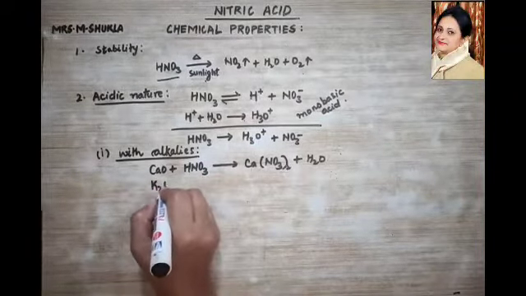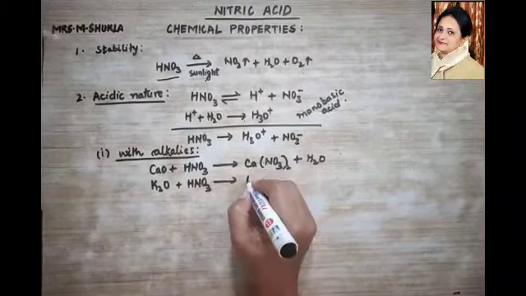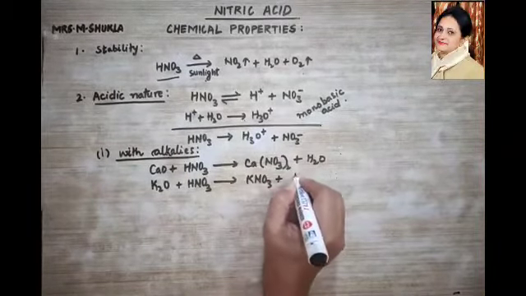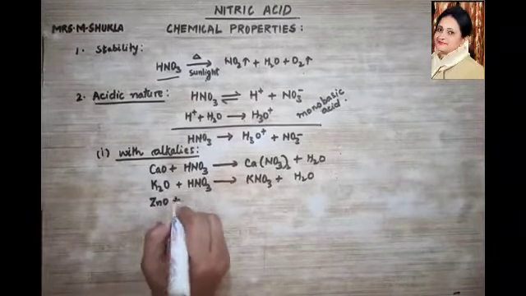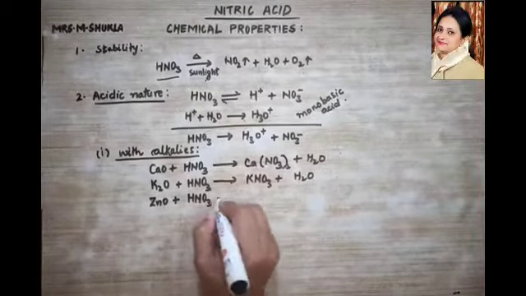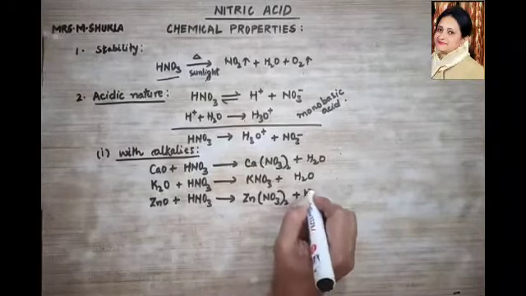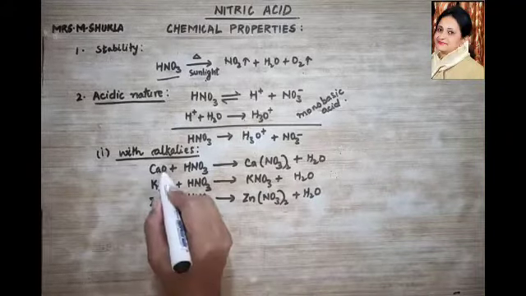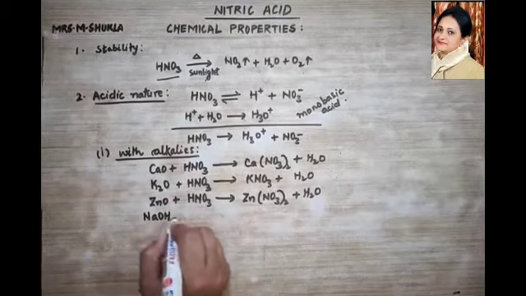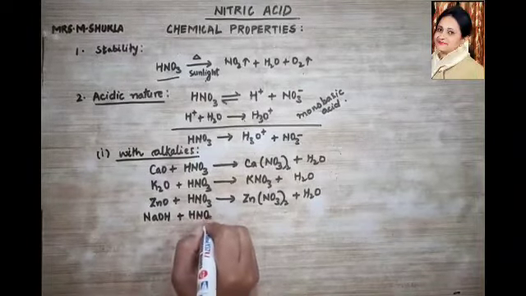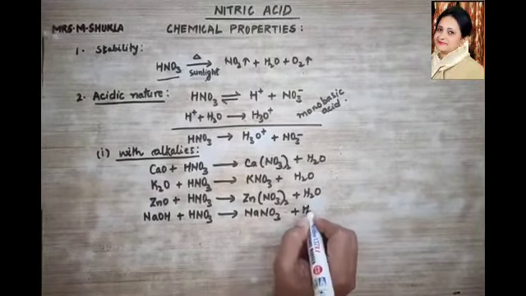Another example could be K2O plus HNO3. What is this going to form? This will form KNO3 plus H2O. Salt and water is formed over here. Similarly, zinc oxide plus HNO3. What can this form? This will form Zn(NO3)2 plus H2O. Okay. Then these are your bases. Hydroxides are also termed as bases. So we can take NaOH when treated with HNO3. What are we going to obtain? We shall obtain NaNO3 plus water.